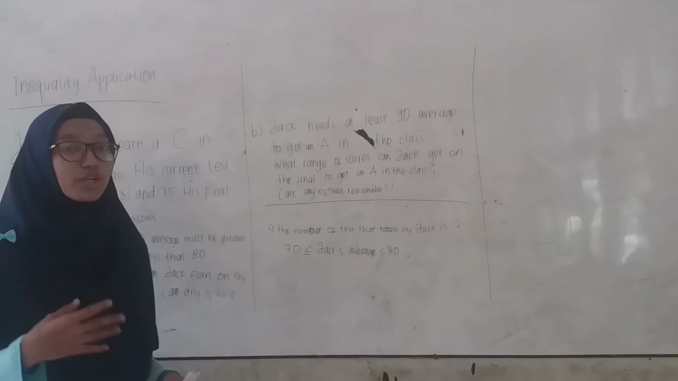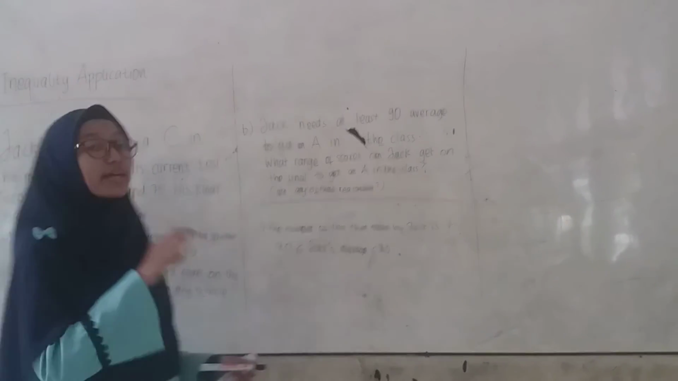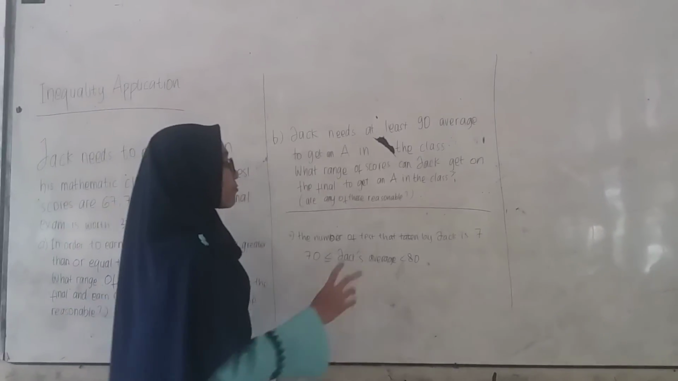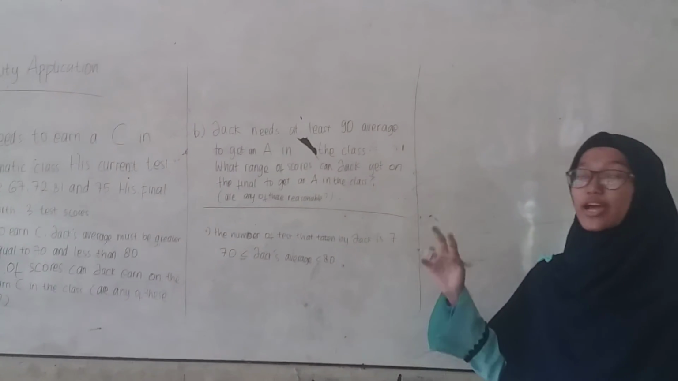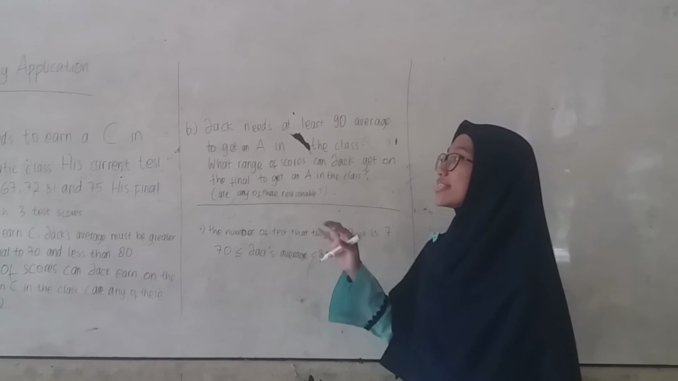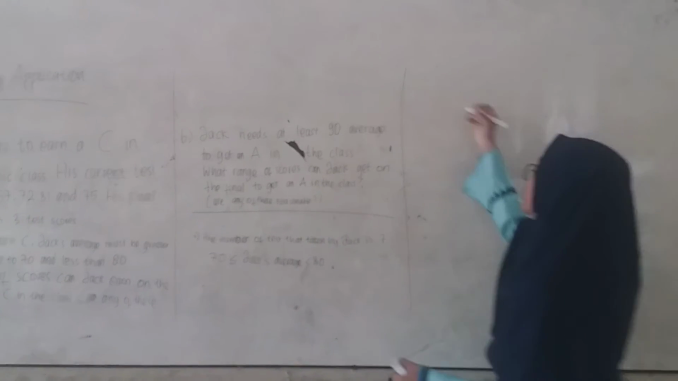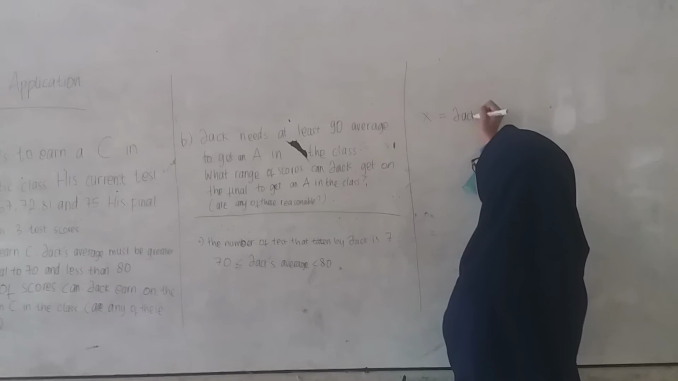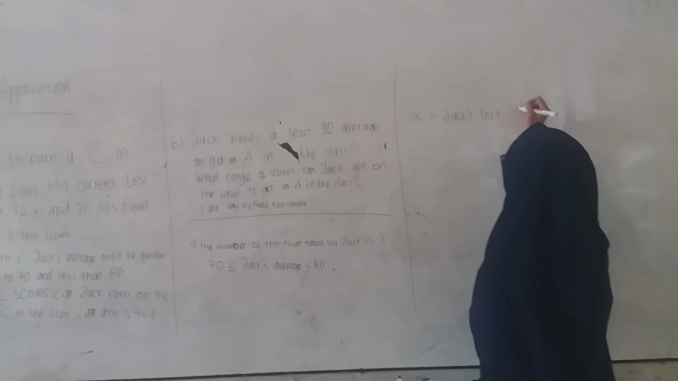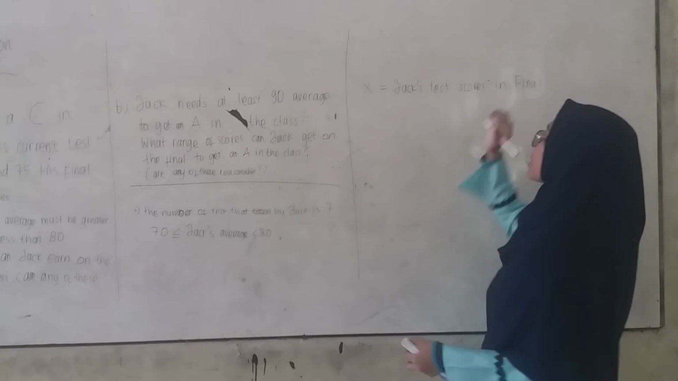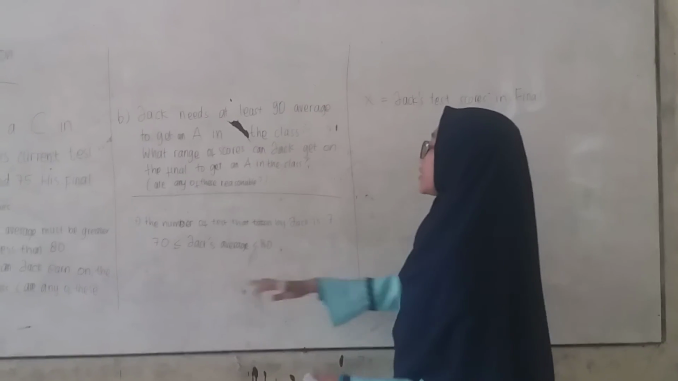To find the average, we know that we have to divide the sum of the data by the number of data. So to find the average, we have to sum all of his test scores and divide it by 7. But we don't know his test score in his final. So we have to suppose x is equal to Jack's test score in the final. And then we can find Jack's average.